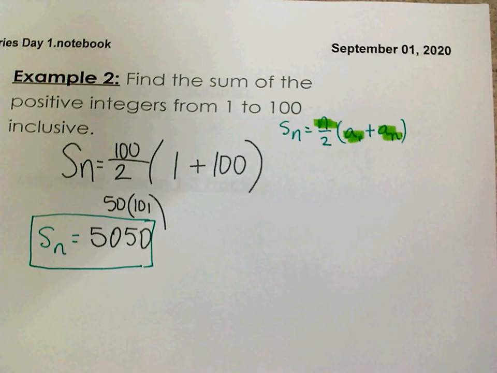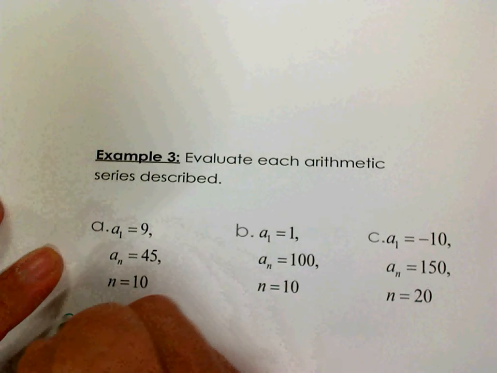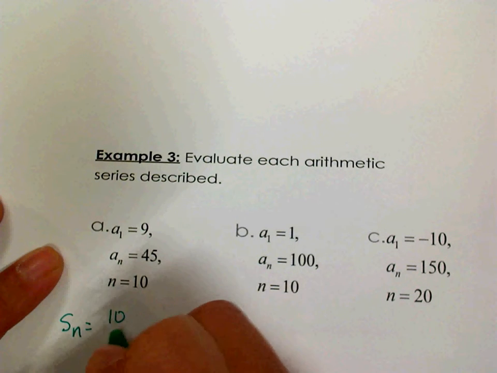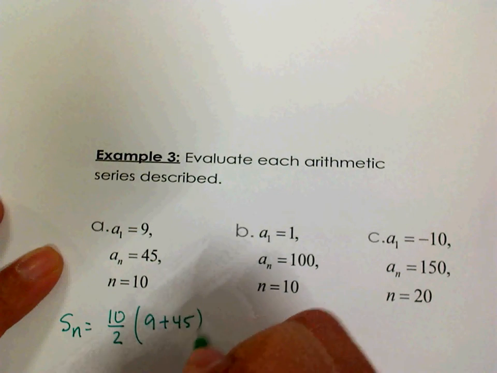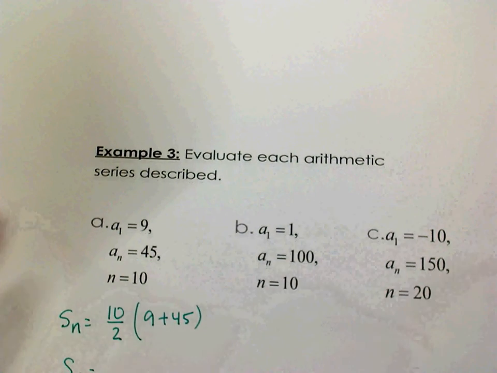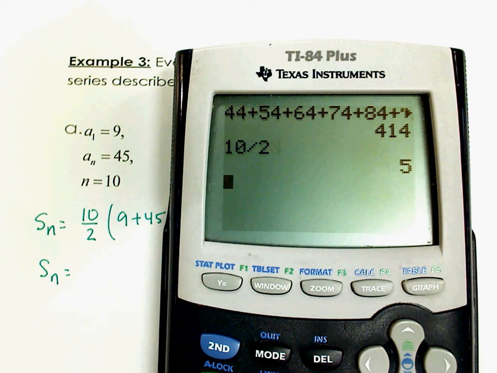I have all of them. So I'm going to use that formula. S sub n equals n divided by 2, first term plus your last term. And you can just type into your calculator. Watch. 10 divided by 2, parentheses, like that. 9 plus 45. Oops, I forgot something. 5 parentheses, 9 plus 45. There we go. 270.